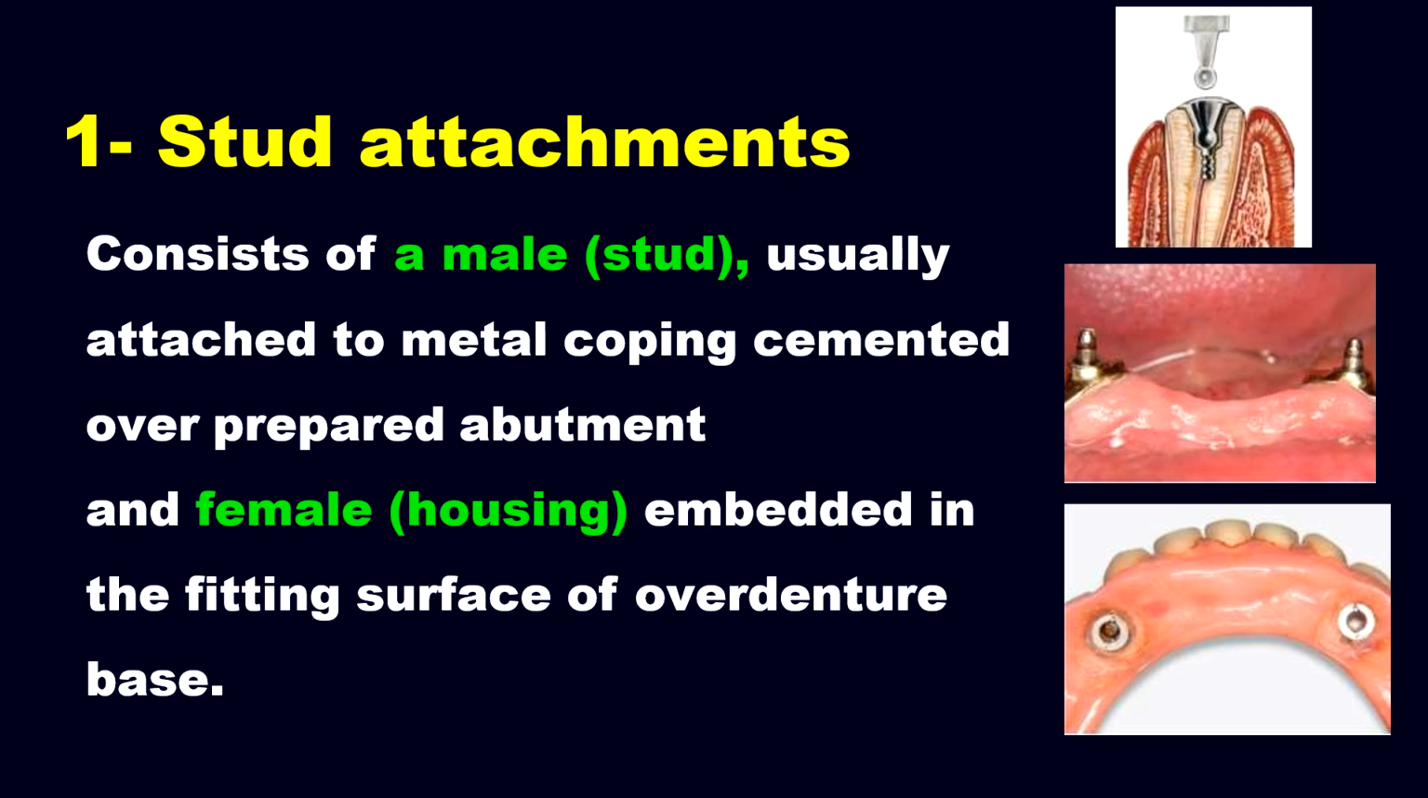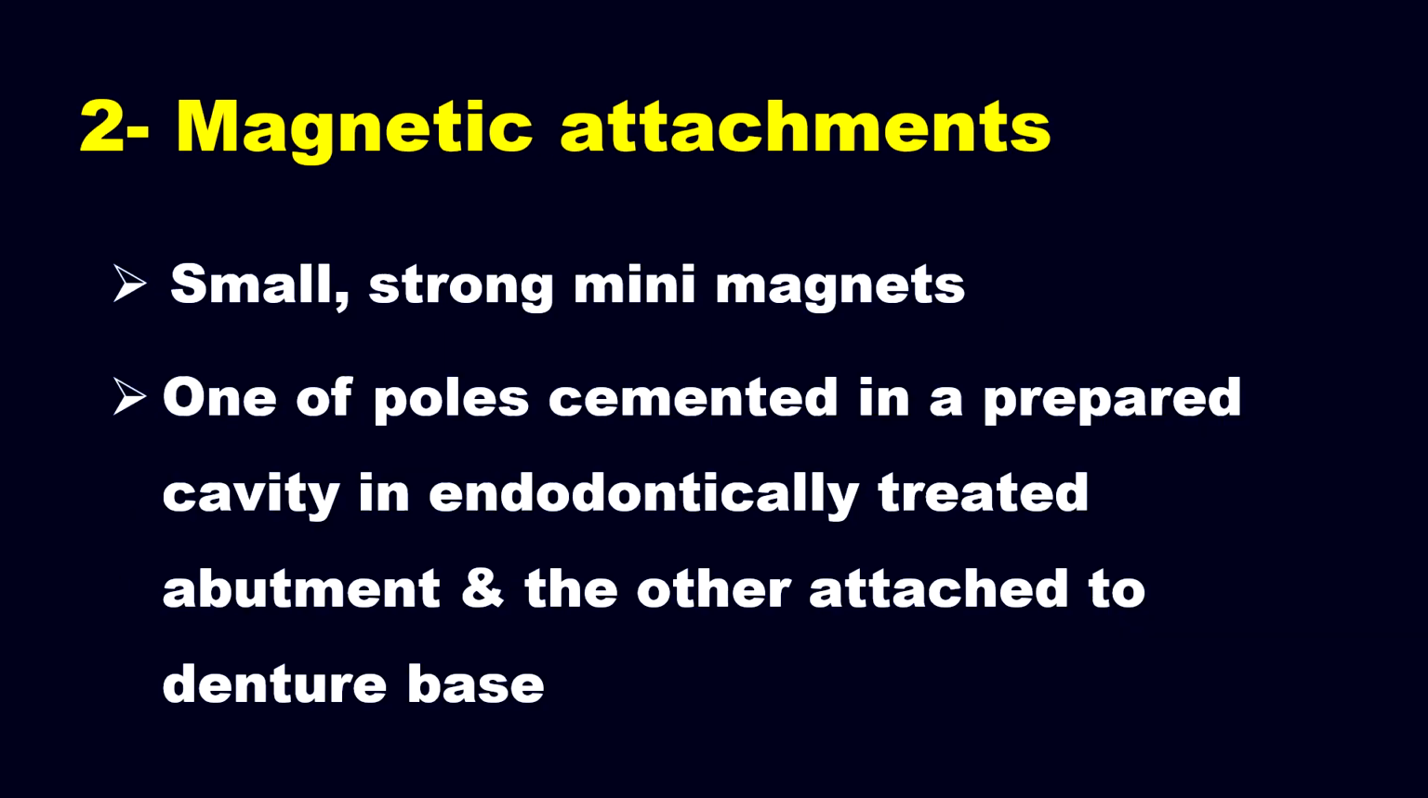What is a stud? It consists of a male part, usually attached to the metal unit, cemented over the prepared abutment. There is a male component that will be cemented over the abutment and a female housing embedded within the fitting surface of the denture base. You can see stud attachments. The male component is going to be with the abutment, and the female component is going to be with the denture.